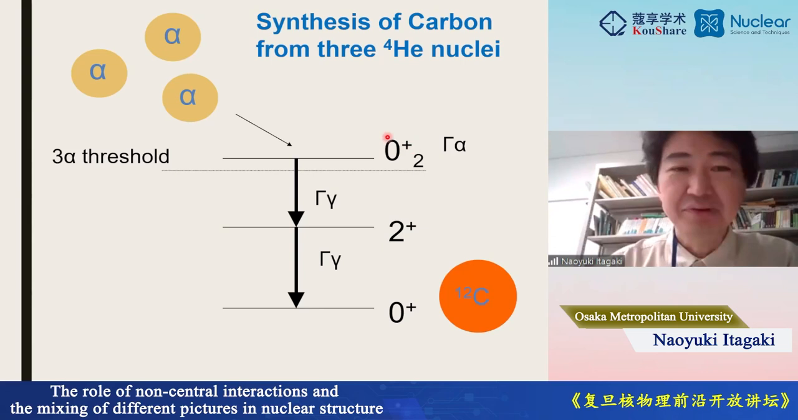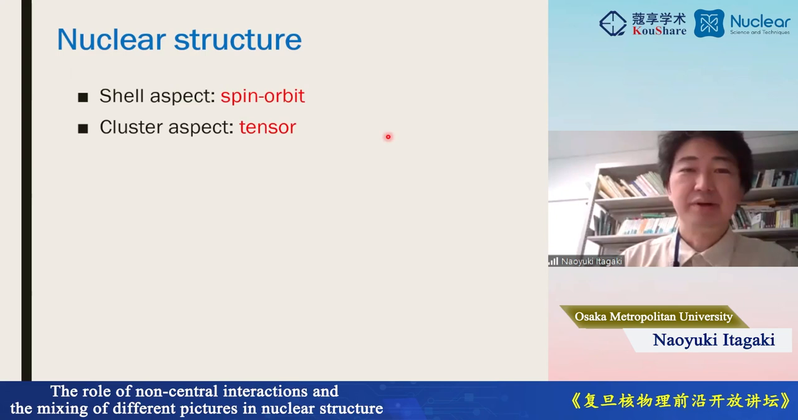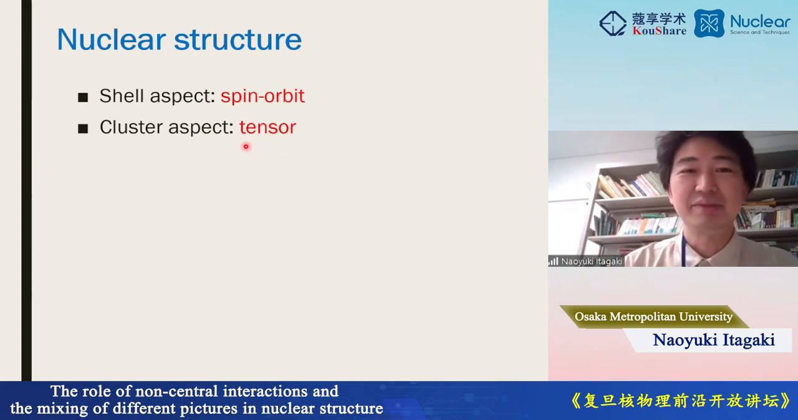So this is the most famous example of the cluster state. Now we learn that for the shell aspect, nucleons perform independent particle motion and the spin-orbit interaction is needed. And for the cluster aspect, the strong binding of helium-4 is coming from the tensor interaction. Because these non-central interactions are very strong in nuclear systems, we can have different pictures.